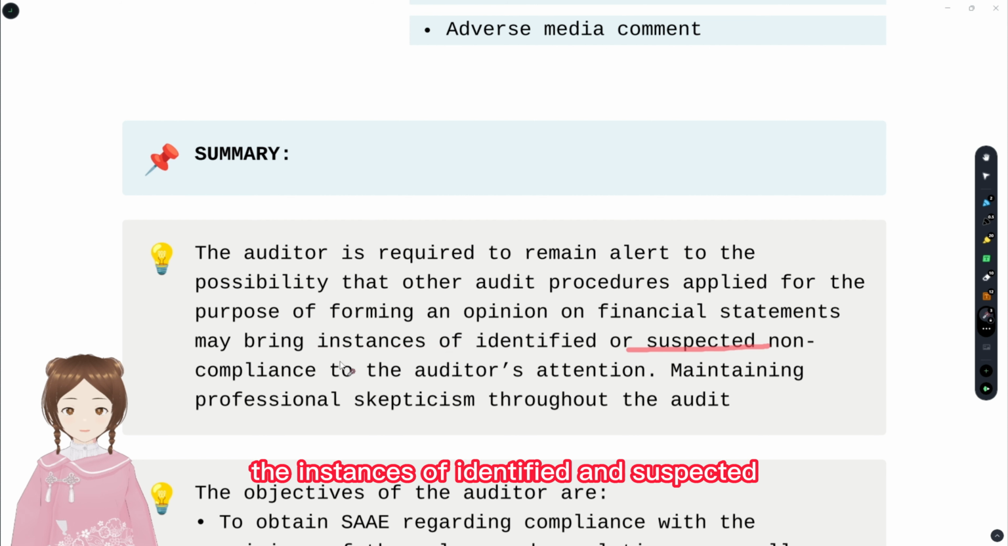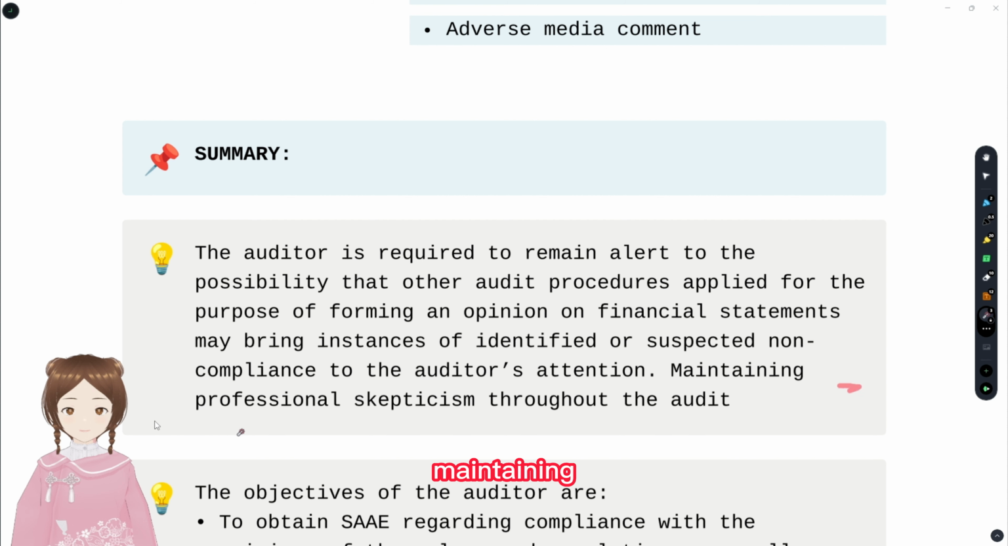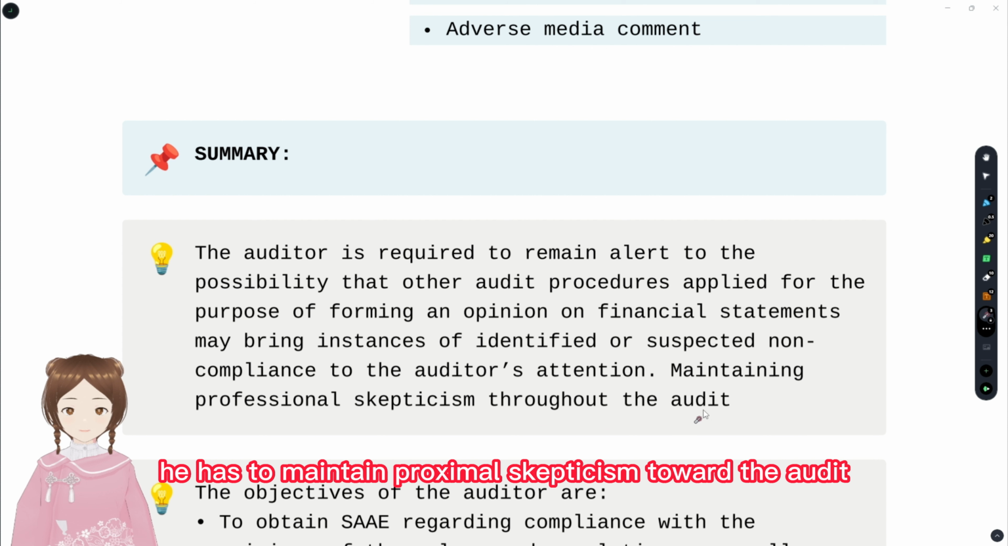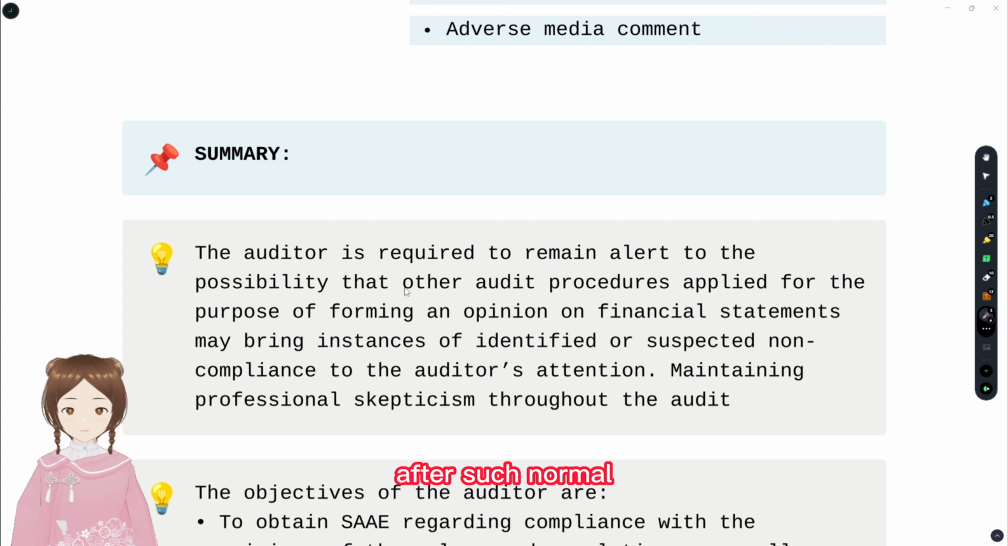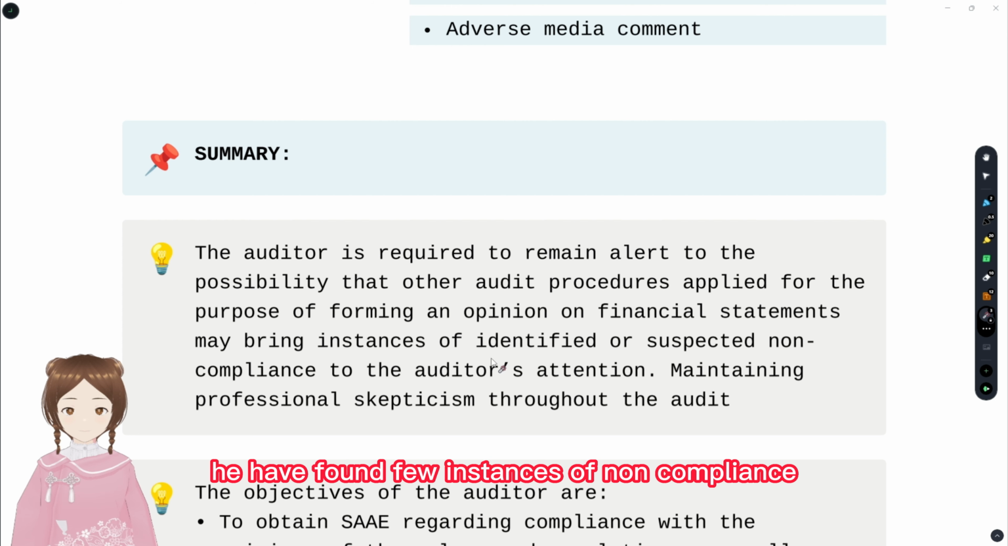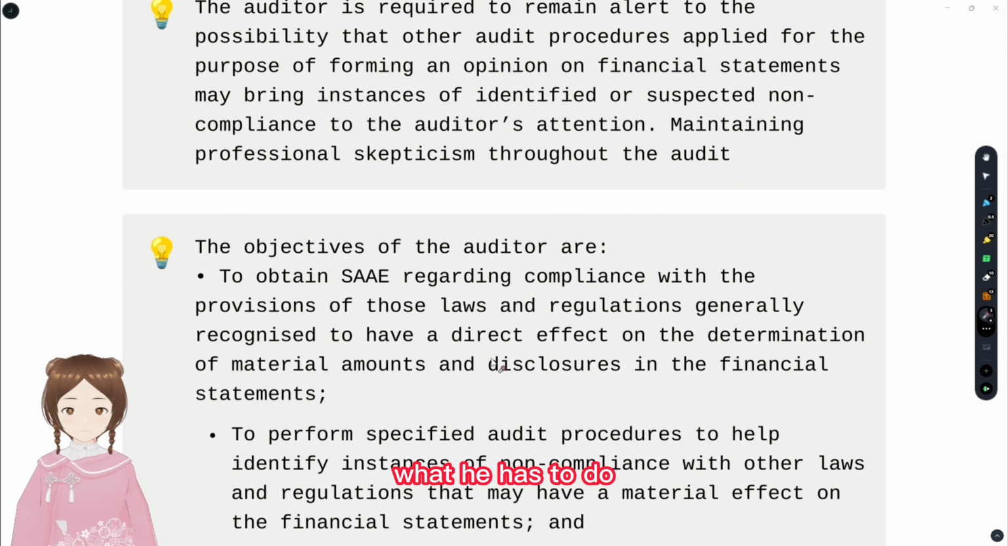In that audit procedure, he came to know of instances of identified and suspected non-compliance. There were a few non-compliances. He has to maintain professional skepticism throughout the audit. After applying normal audit procedures, he has found a few instances of non-compliance. What he has to do? He has to put some specified audit procedures in place to assess their impact on the financial statements. This is what the auditor generally does.